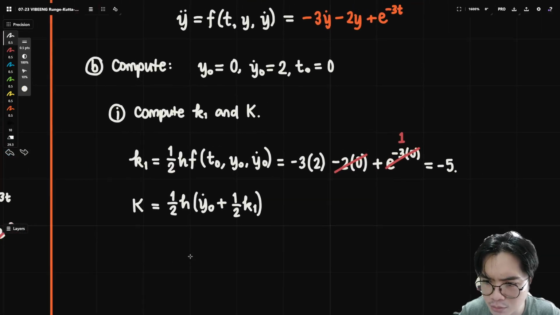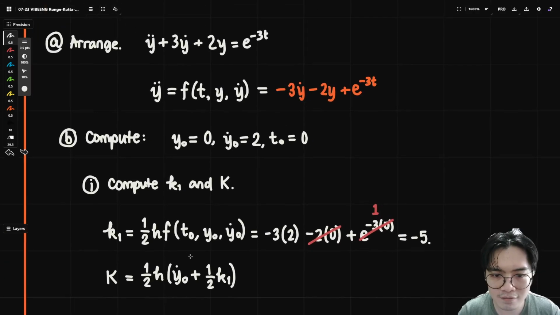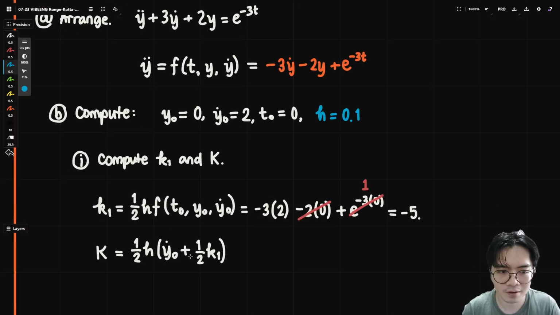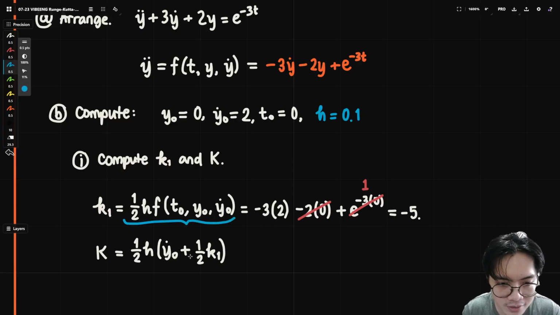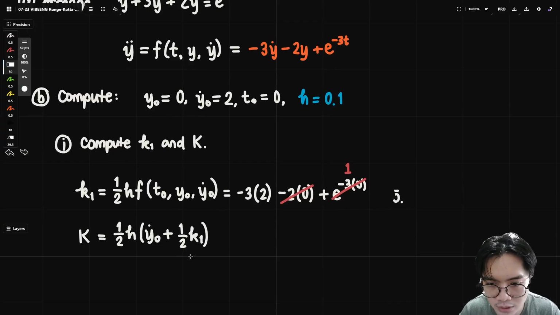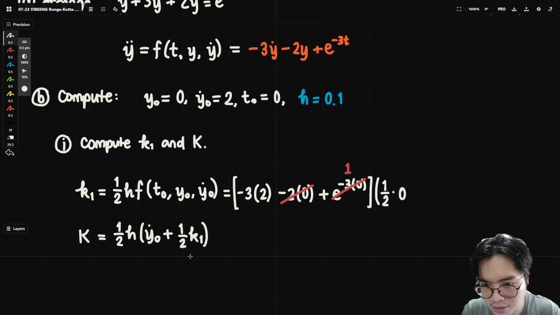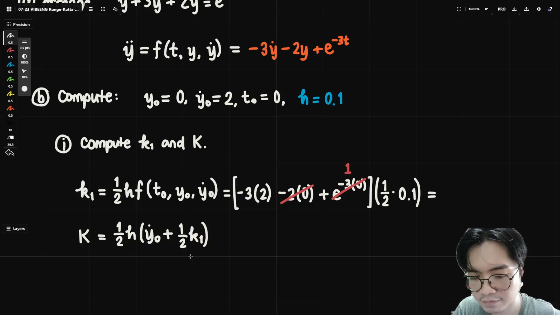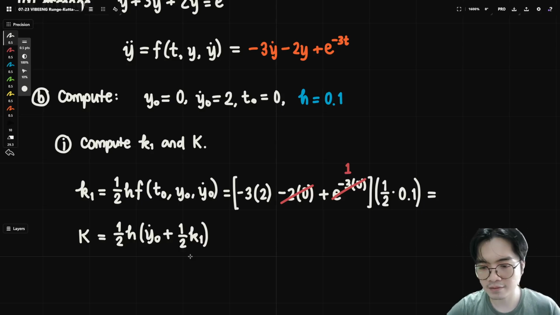Sorry, it's not just negative 5. Let's have as well our step size of 0.1. So this is not the whole of k1, this is just the whole of the function here. The function will be multiplied by 1 half times 0.1. So negative 6 plus 1, negative 5, times 1 half times 0.1, we will have negative 0.25.